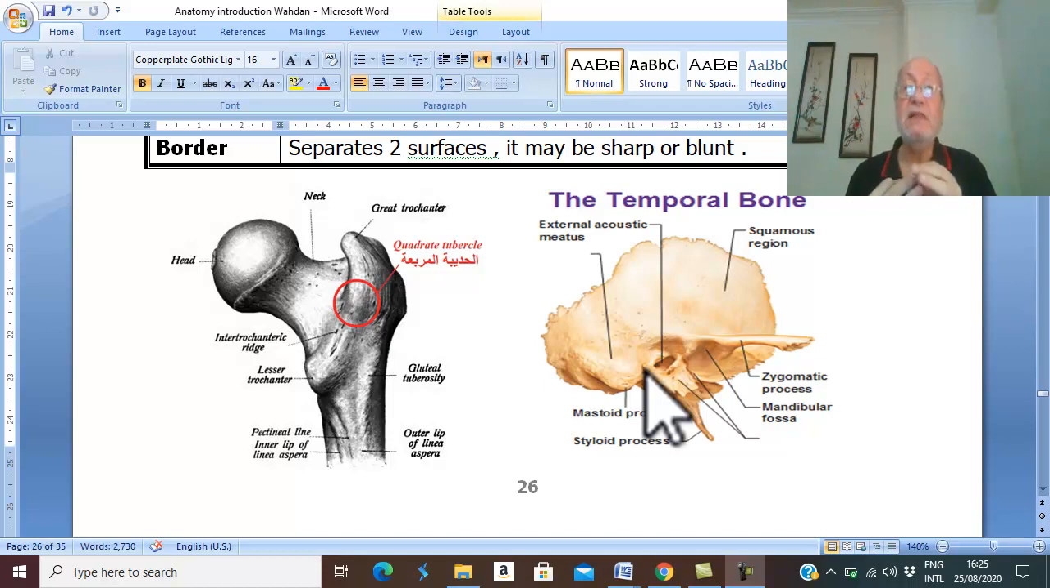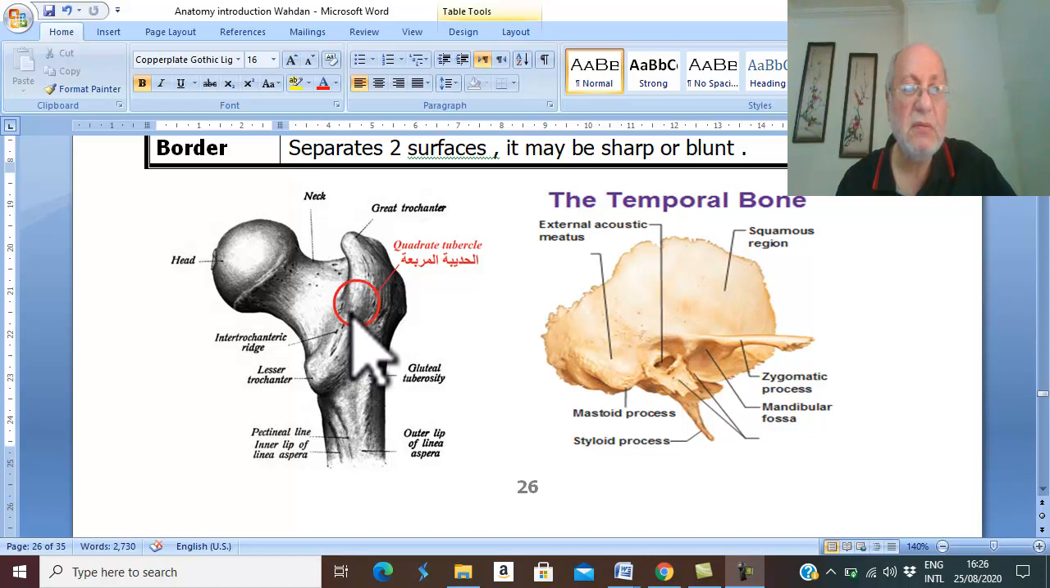Then we have three terms for rounded localized elevations: if small, the elevation is called tubercle; if medium, tuberosity; if large, trochanter. This is an example for the smallest. Small elevation, tubercle. This is the largest elevation, called trochanter.